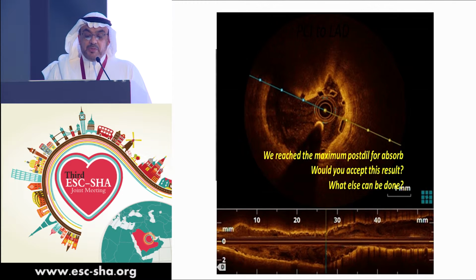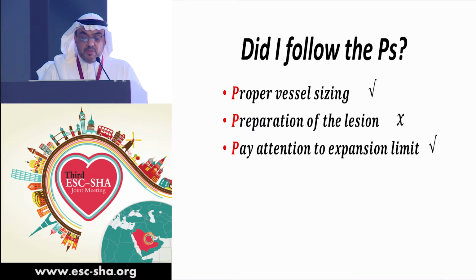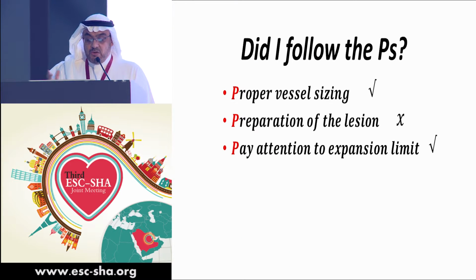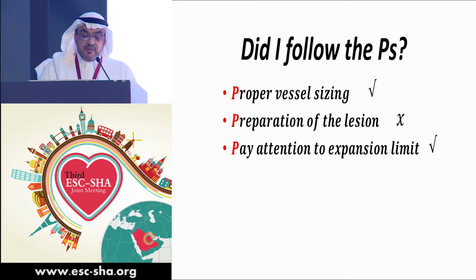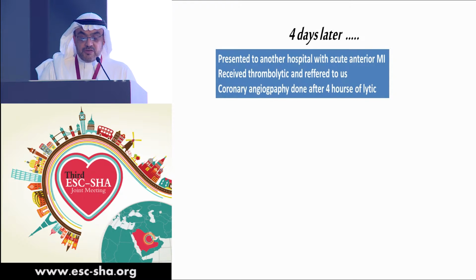So what I did with the BVS was proper vessel sizing, however the preparation was not that optimal in this case. So I paid attention to the expansion limit, and I didn't overexpand. I did the 3.5. I didn't go to 4 or 5. If this were a metal stent, I would have the luxury to go with a higher balloon here, but that's what happened. Anyway, 4 days later, he presented to another hospital with acute anterior MI.